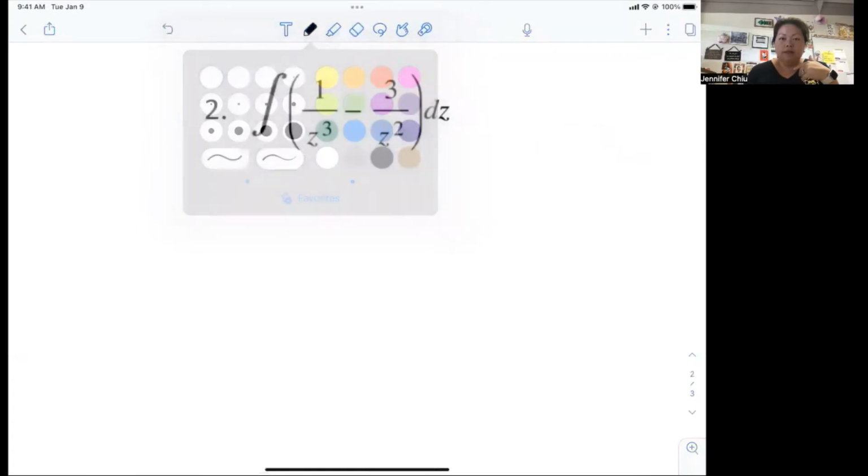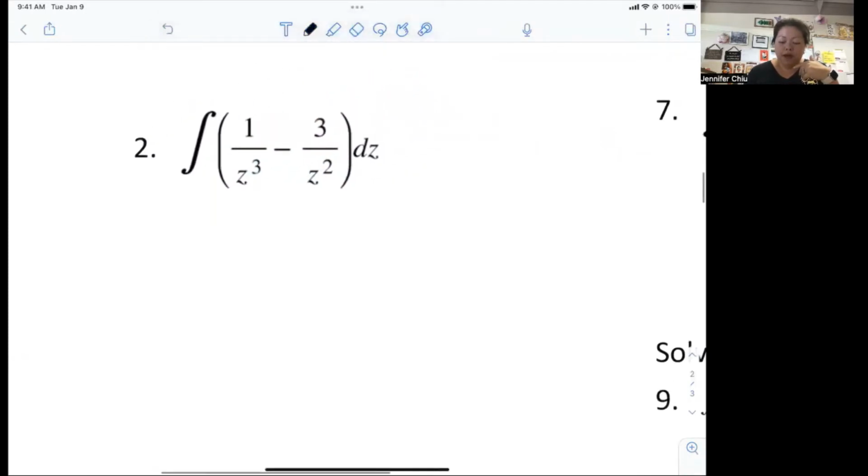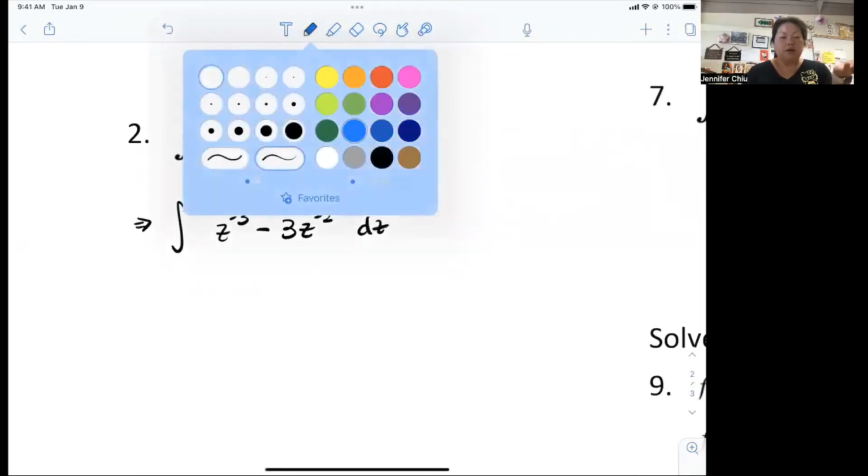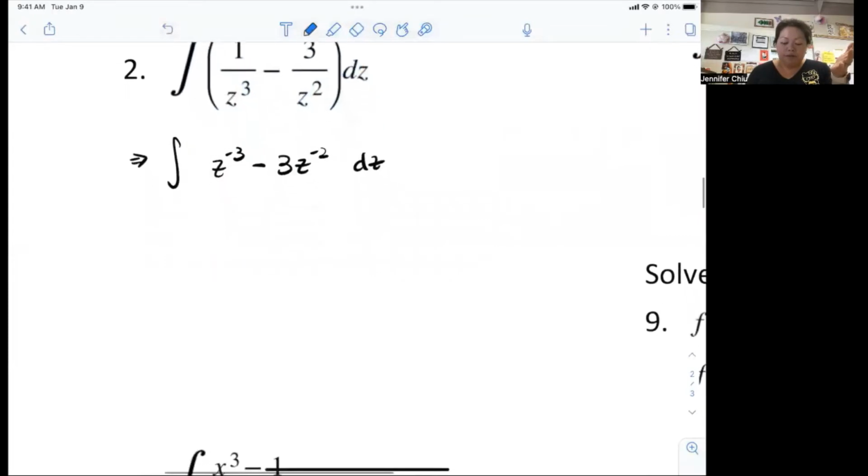All right, number 2, how do I deal with something like this? Well, first thing I'm going to do is rewrite this because it's not very friendly. So if I rewrite this integral into z to the negative 3 power minus z to the negative 2 power dz, then I can do this using power rule, right? So go ahead and take the power rule.